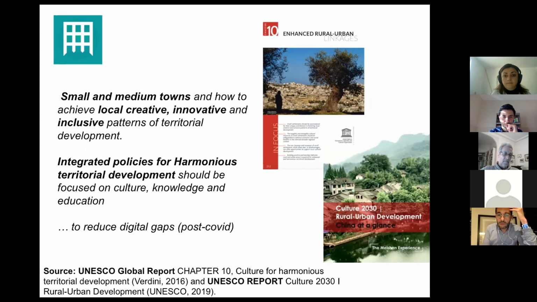The work that we have done was to gather different cases across the world from various countries, showing how, in small and medium settlements, what I call peripheral settlements, no matter if they are relatively remote or part of large metropolitan areas, peripheral to that urban context, they could achieve local, creative, but also innovative, inclusive patterns of development, trying to challenge the mainstream practices for development. And therefore, what can we learn from those cases in terms of designing new integrated policies focused on culture, on knowledge and how this can be used for local development, and also, again, education.